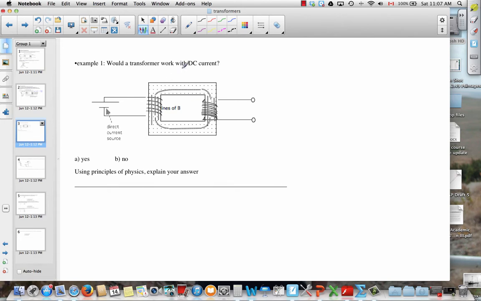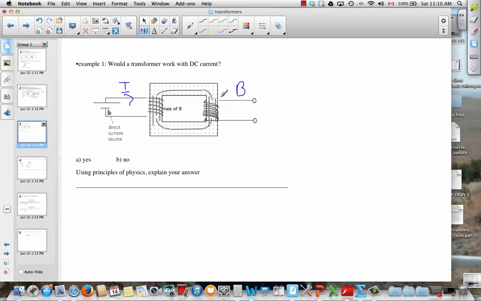Now, would it work with DC current? If you had a direct current source, well, that's going to give you current. And we know that current is going to give us a magnetic field in this coil. And this iron yoke will make a magnetic circuit and will conduct that magnetic field over here to the secondary side. So we will have a magnetic field. So will that work? Well, the answer is no, because a magnetic field through this coil doesn't do anything.